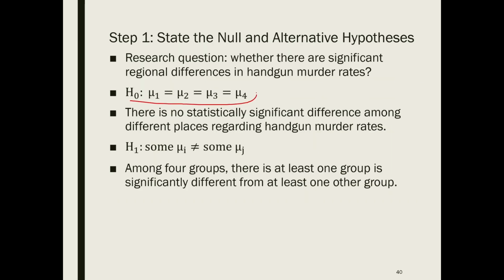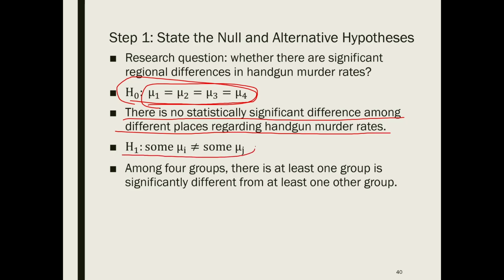The null hypothesis is mu1 equals mu2 equals mu3 equals mu4. Here you can see we have 4 groups, so we have to have 4 mu's. There is no significant difference among different places regarding the handgun murder rates. The alternative hypothesis will be the same whether you have 5 groups, 6 groups, 100 groups in the ANOVA. The alternative hypothesis is still going to be some mu's are not equal to some other mu's. So in a sentence, among 4 groups, there is at least one group that is significantly different from at least one other group.